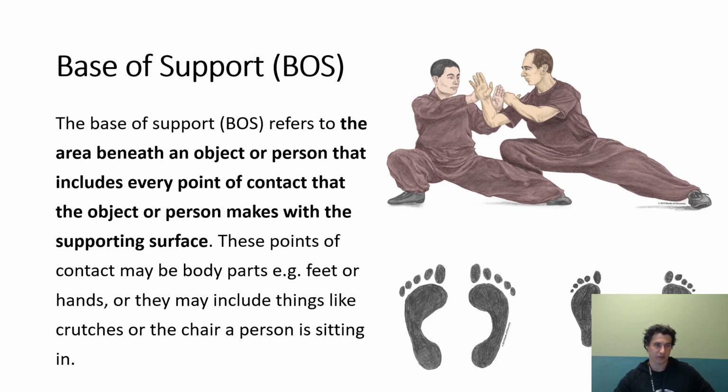Base of support refers to the area beneath an object or person that includes every point of contact that the object or person makes with a supporting surface, so it's contact with the ground. These points of contact may be body parts like your feet or your hands, or they may include things like crutches or the chair a person is sitting in. So think about what adjusting your base of support does to how stable you are in position. But also think about what it might look like in terms of your stability if you start shifting your center of gravity around your base of support.